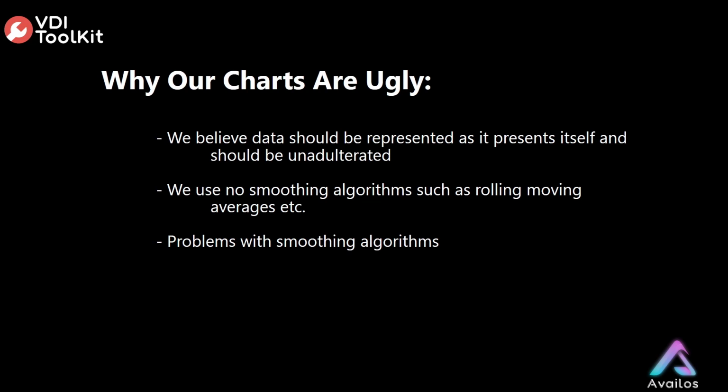First, we believe that data should be represented as it presents itself and should be unadulterated. So what does that exactly mean? Well, it means we use no smoothing algorithms on our charts, such as rolling moving averages, etc.